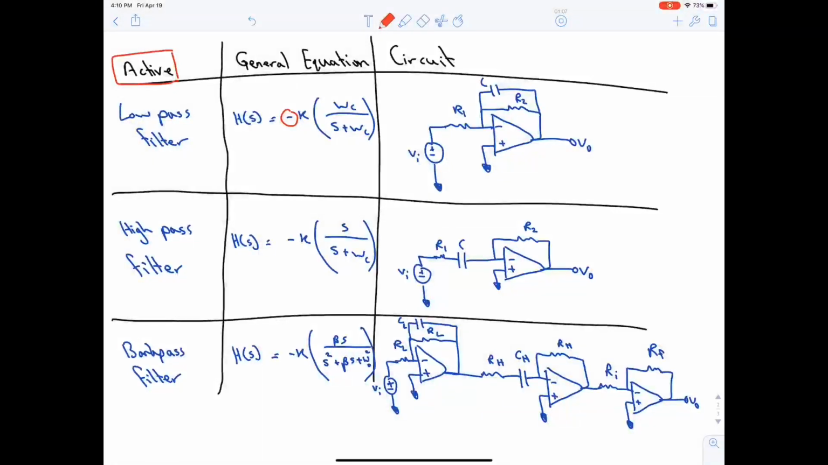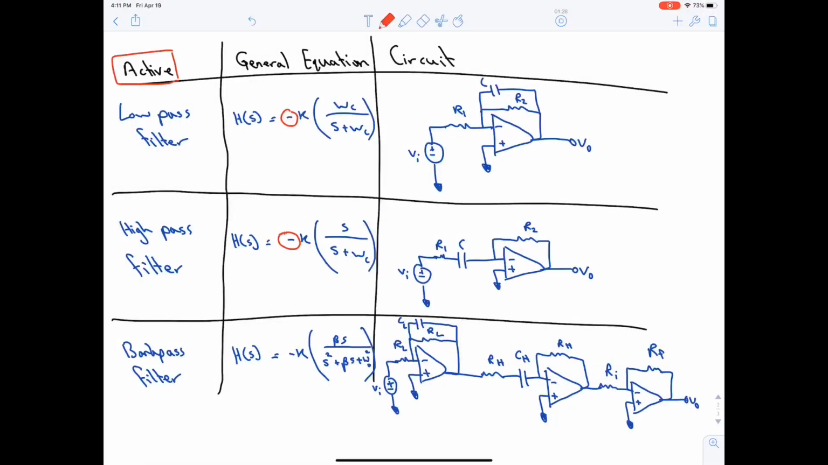Okay, for the high pass filter, the general equation is the same as in passive, and the only difference is that we have a minus sign. And for the circuit, the capacitor is with the input resistance rather than the feedback resistance. Okay, and it's in series. For the low pass filter, it's in parallel.